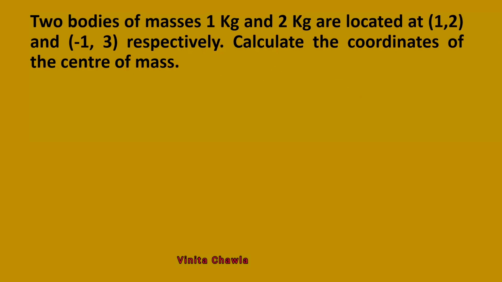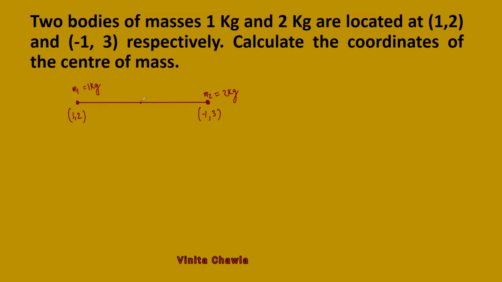Two bodies of masses 1 kg and 2 kg are located at (1, 2) and (-1, 3) respectively. Calculate the coordinates of the center of mass. They are separated by some distance, right? So mass m1 is 1 kg, m2 is 2 kg. Coordinates of the first body are (1, 2). Coordinates of the second are (-1, 3). So we have to find the coordinates of center of mass.